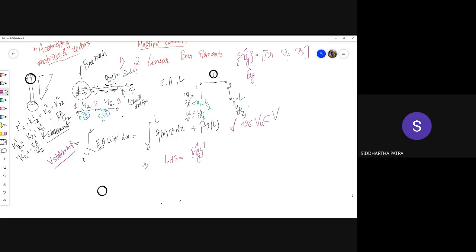Similarly, U hat global is this quantity U1, U2 and U3. Since I'm working with linear bar element, so per element there are two nodes and each node has 1 degree of freedom. So if I were to represent that for any given element, element number 1 or 2, that would be either U1, U2 or U2, U3. But since I'm doing it globally for the entire element, it is going to be U1, U2, U3. And in the middle lies your element stiffness matrix, the so-called global stiffness matrix.